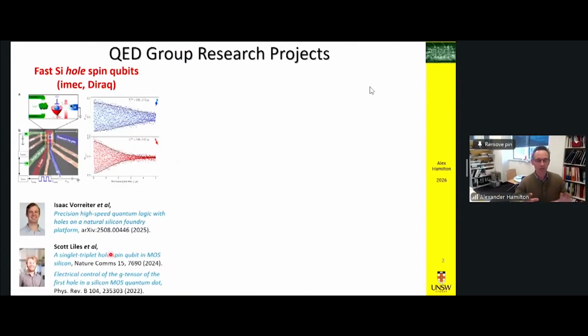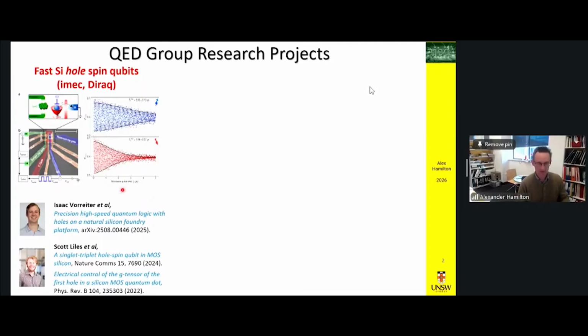Within my group, we've got three main project areas. We work on hole spin qubits in silicon, particularly, and that's a lot of fun, where you can take a single hole and manipulate its spin state and do that coherently and do 1 qubit gates, 2 qubit gates, entanglement, all of that nice stuff. An awful lot of engineering, but also some very nice physics when you tie it down to holes. And what's really nice is this involves industry collaboration with IMEC and Diraq.